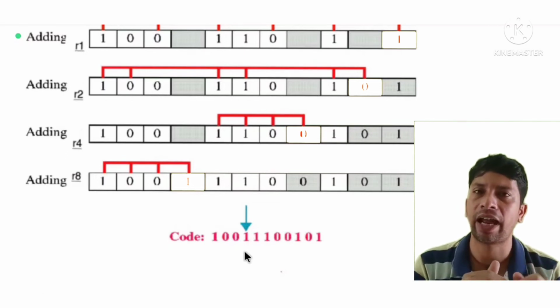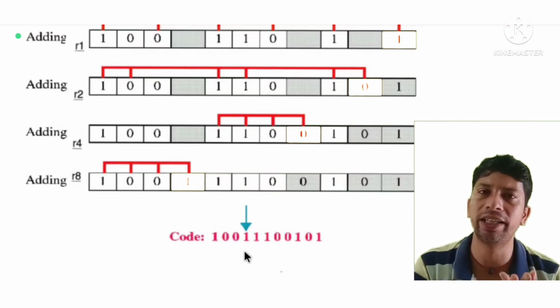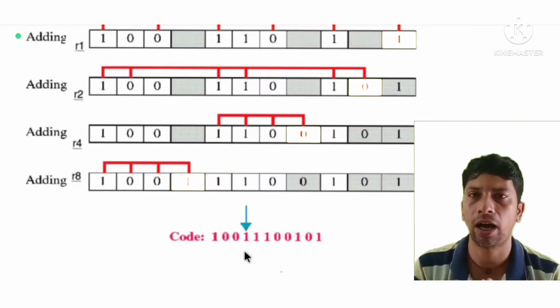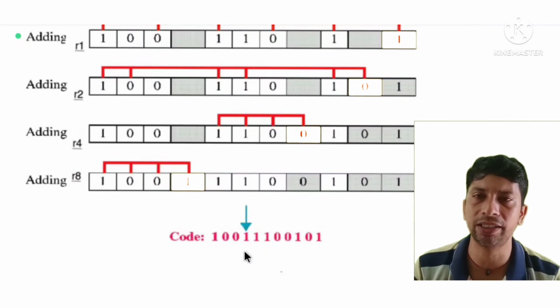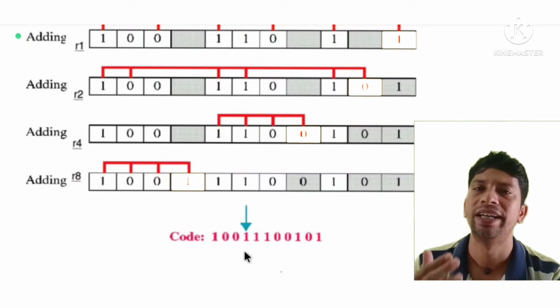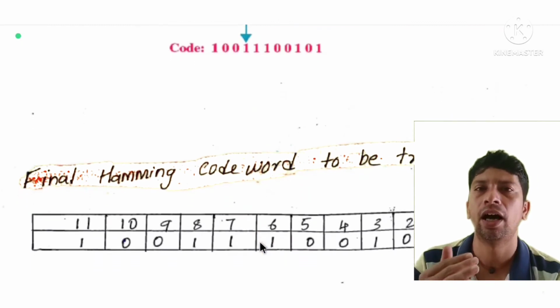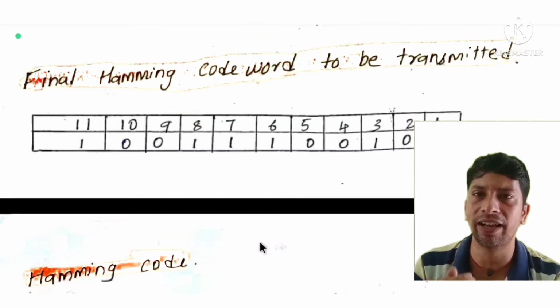And this can be tested by using the Hamming formula in the receiving section. As of now, we have performed the Hamming coding encoding process. That is, we have transmitted the code. In the next session, we will see how to find whether it has an error or not.